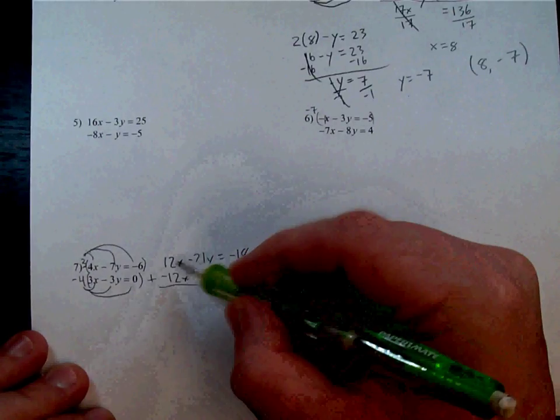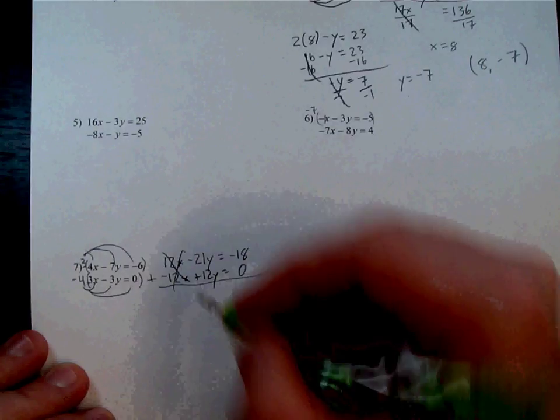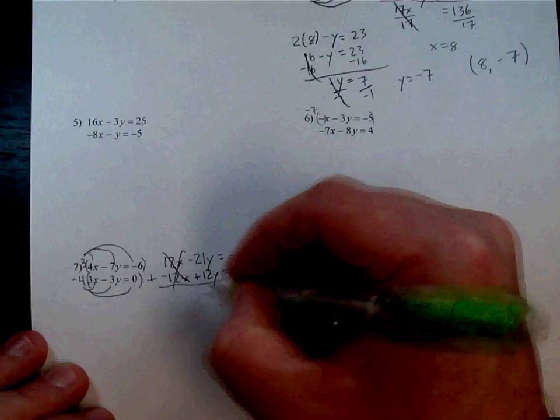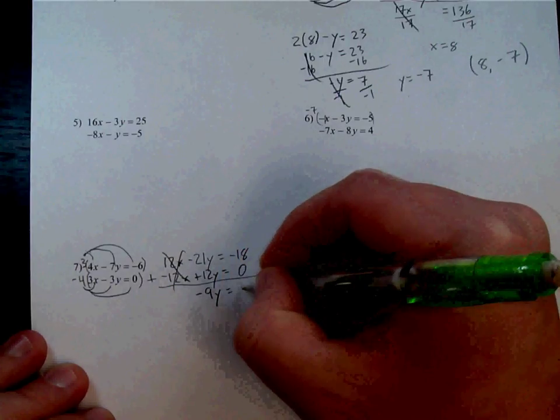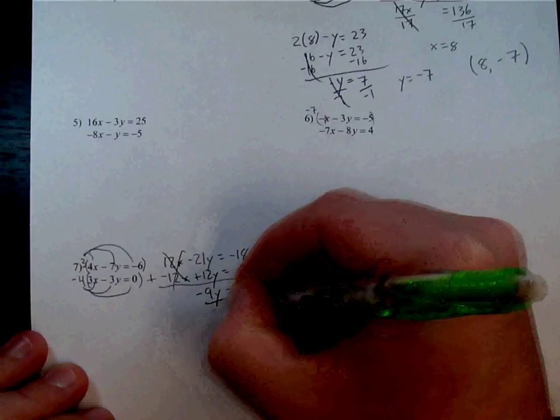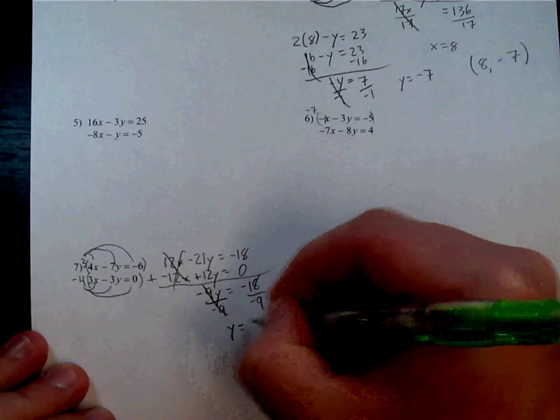Add the equations together. Notice 12x, negative 12x, they eliminate. Negative 21y plus 12y, that's negative 9y. Negative 18 and 0 make negative 18. Let's divide by negative 9. And we see that y is a positive 2.